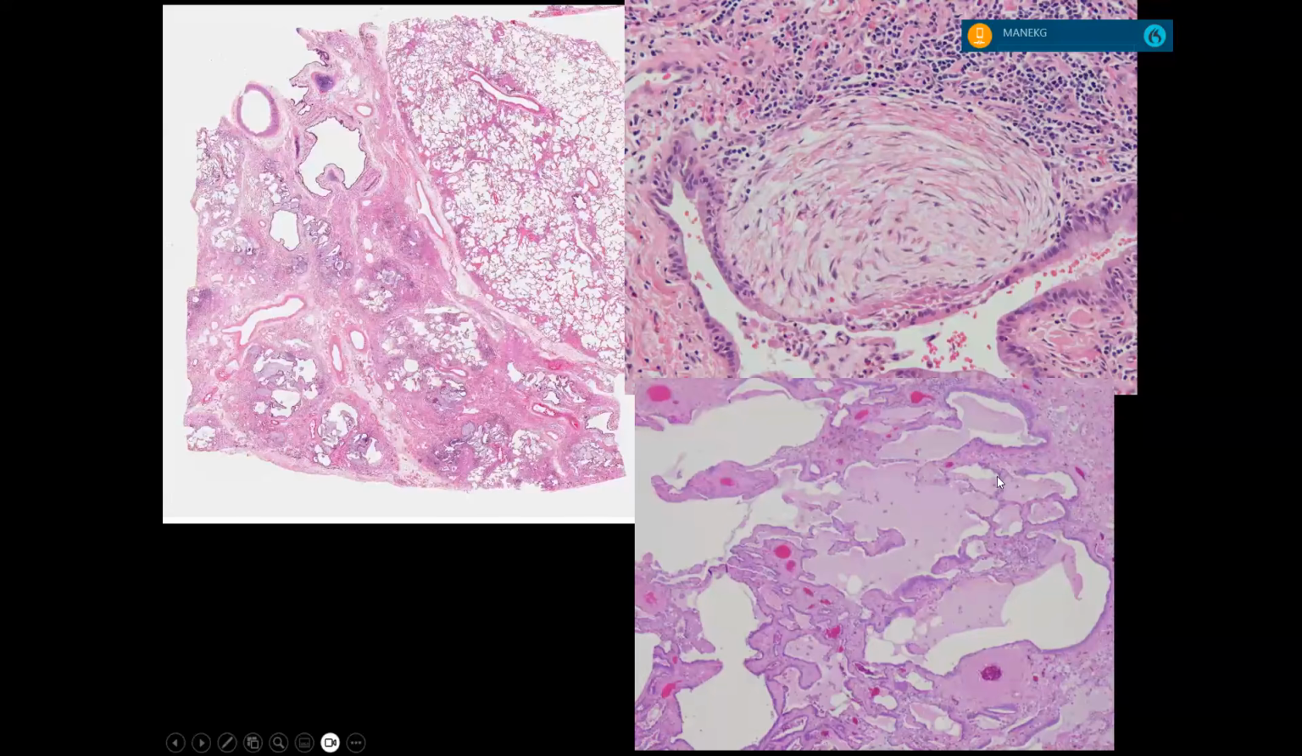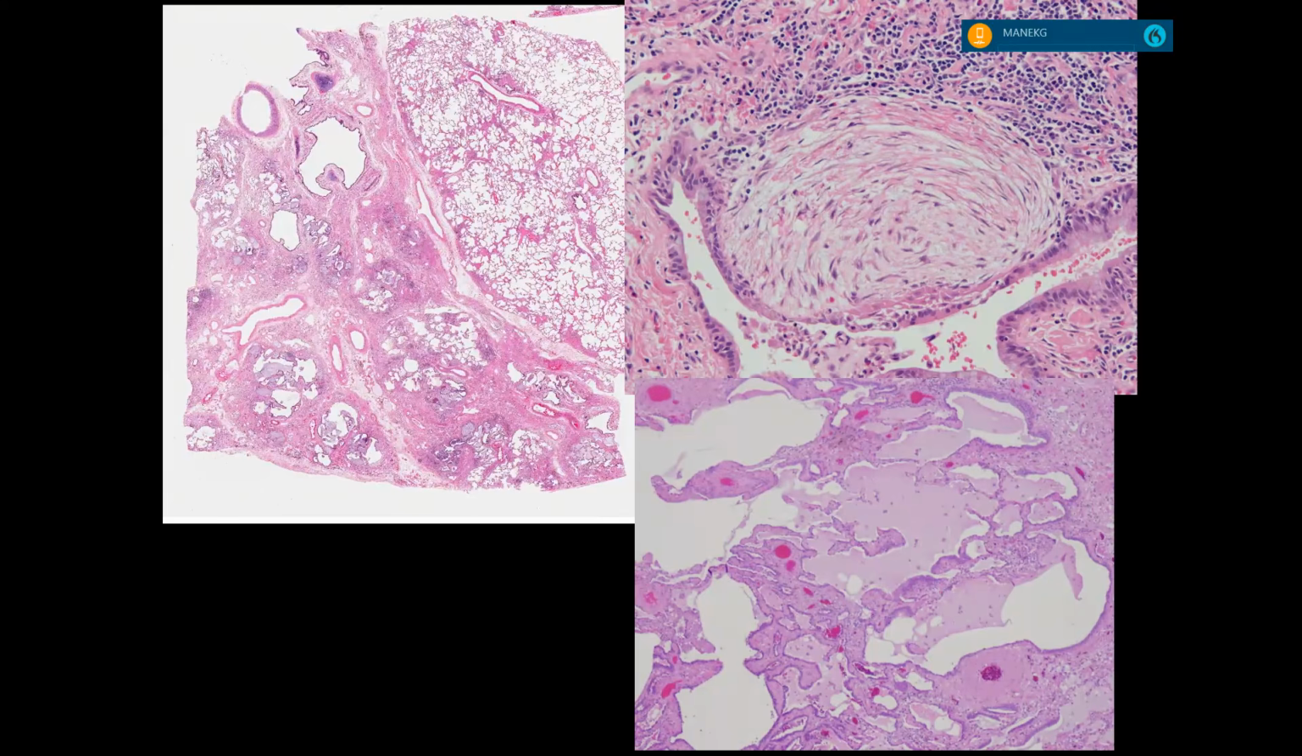And this thing that is filled with mucin is called honeycomb change. So it's similar to alveolar proteinosis, except the material is not protein, it's mucin. And these are not alveoli, these are dilated respiratory airspaces. These are abnormal. This is not normal alveoli.